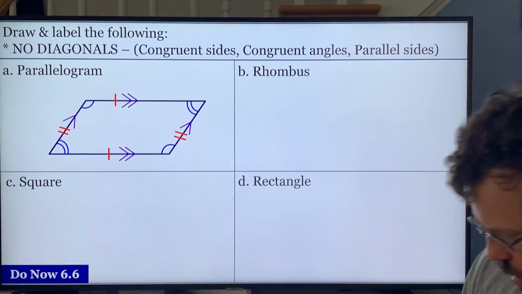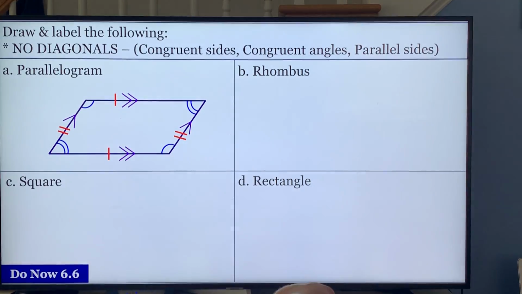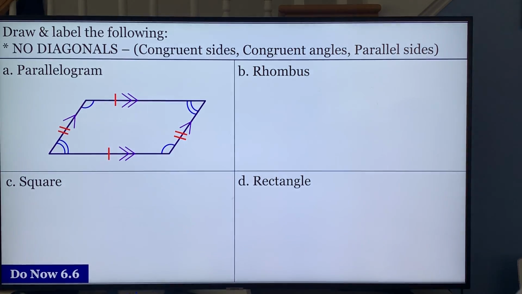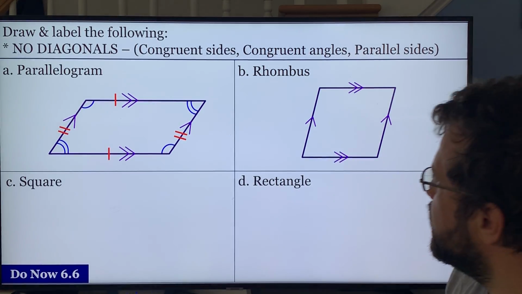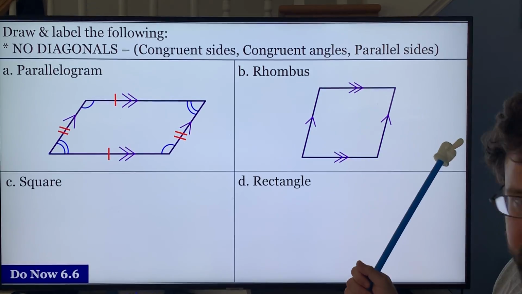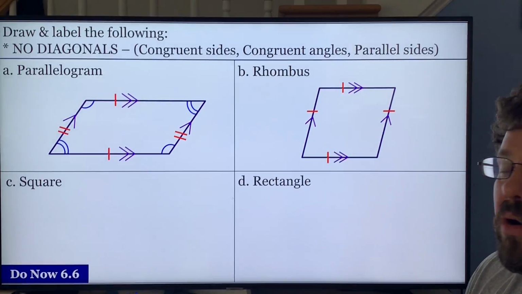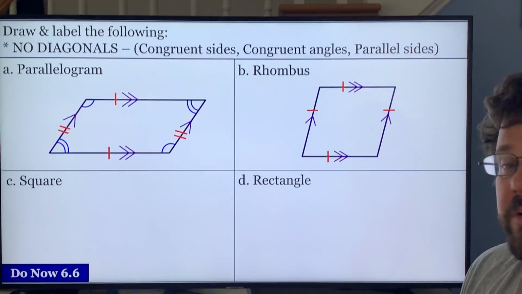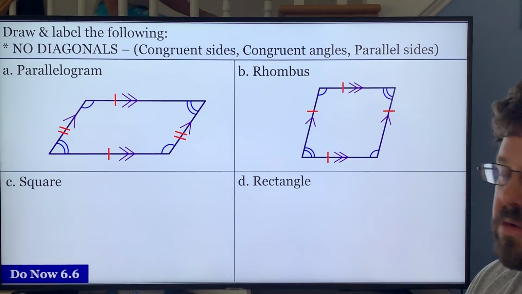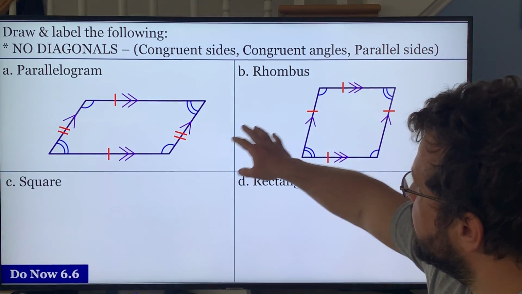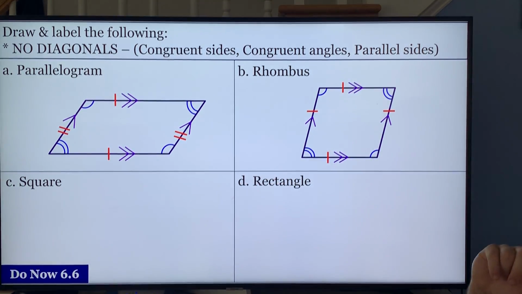Problem 2 is a rhombus. A rhombus is like a parallelogram. It still has opposite sides parallel. All right, you should also have all the sides equal. They're all congruent. And the opposite angles are still congruent. So it's the same exact thing as a parallelogram, the only thing is all the sides are equal.